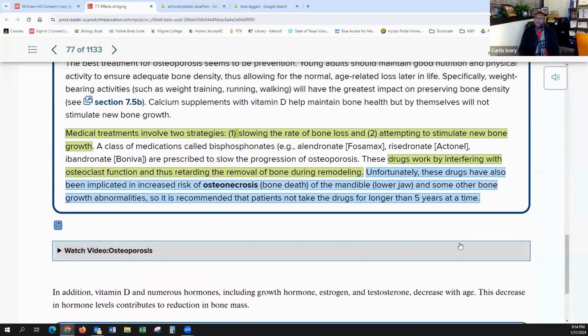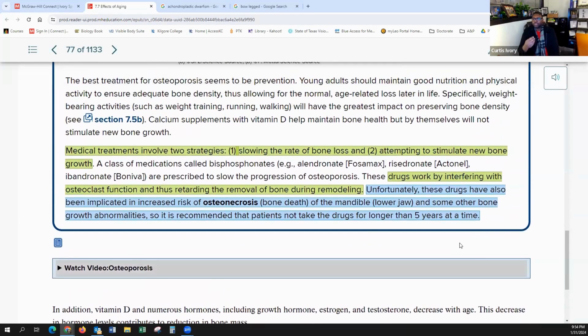So essentially, with medical treatments, it's going to try to stop or slow the rate of bone loss. So it's going to try to slow osteoclast activity.